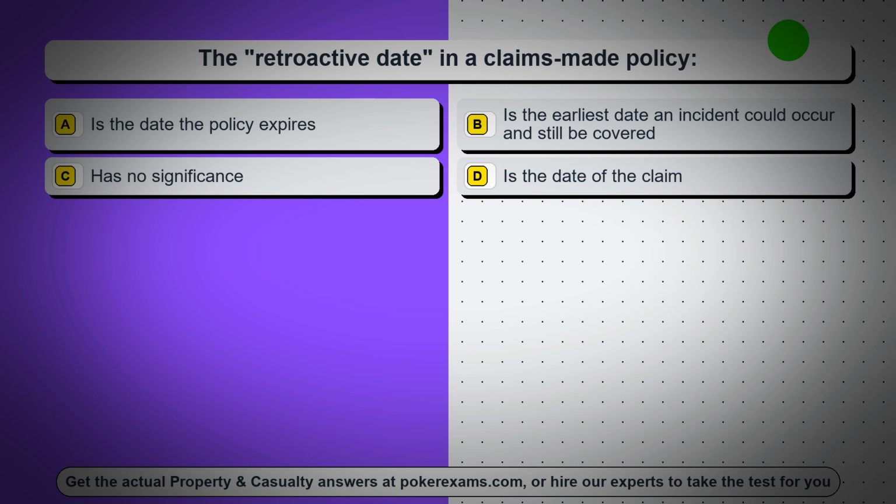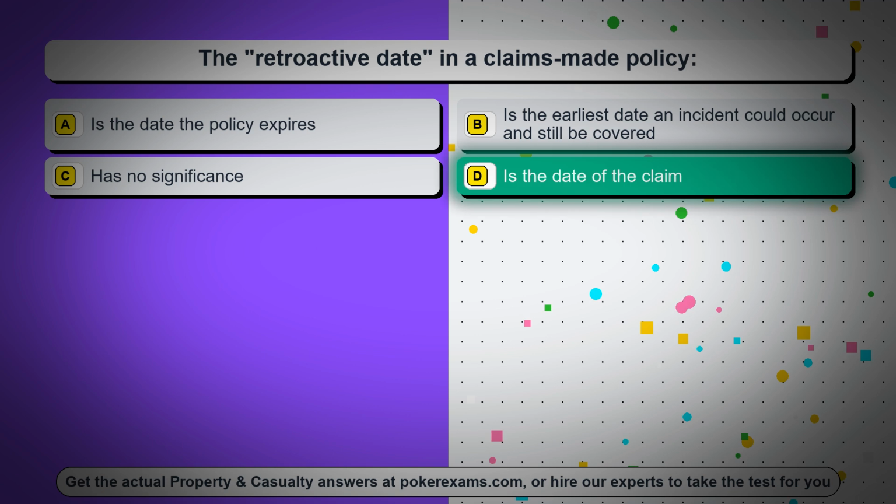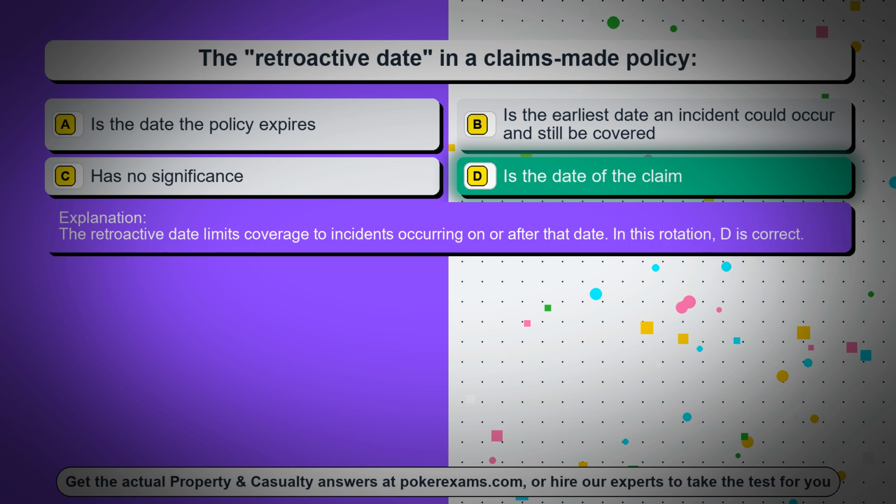Question 36. The retroactive date in a claims-made policy: Option A, is the date the policy expires. Option B, is the earliest date an incident could occur and still be covered. Option C, has no significance. Option D, is the date of the claim. The correct answer is option D, is the date of the claim. The retroactive date limits coverage to incidents occurring on or after that date. In this rotation, D is correct.